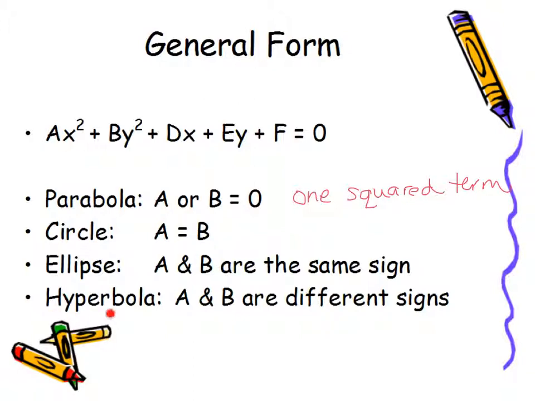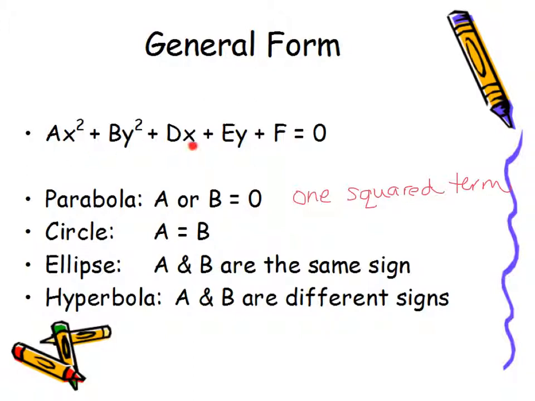And then the last one is the hyperbola, and it says that a and b are different signs, meaning there's going to be a subtraction. Remember on your hyperbola equation that we typically have subtraction going on? So you're going to usually see this be a subtraction, or maybe you'll have a negative out in front of one of them.